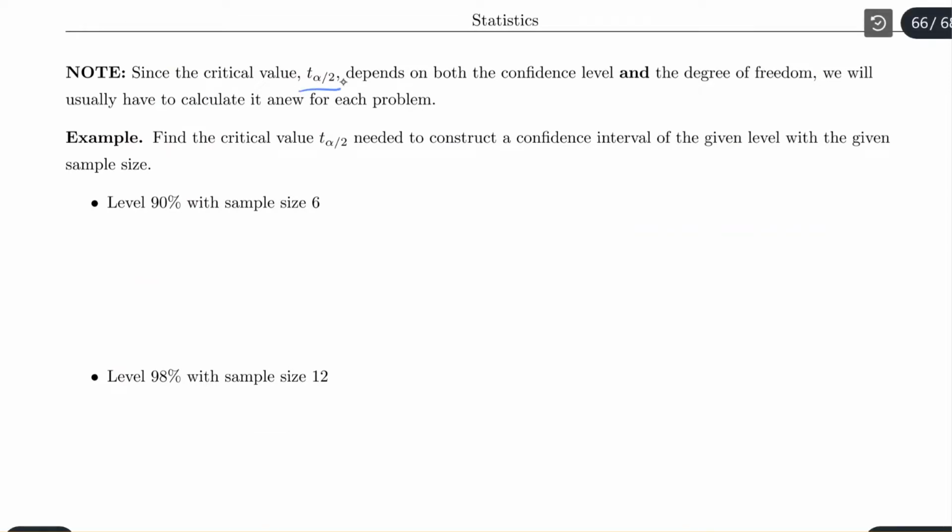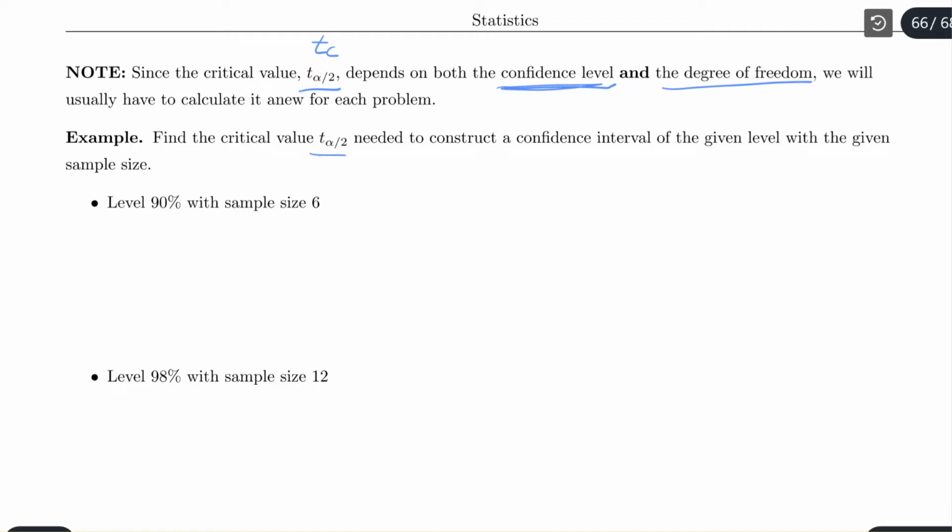Note that the critical value, t_c, depends on both the confidence level, which should be provided in a problem (90%, 95%, 80%, 85%, 99%), and the degrees of freedom. We usually have to calculate it every time, each problem. So it's different from the normal table, where we can just refer to the same table every time. We have to actually find it from the table each time.